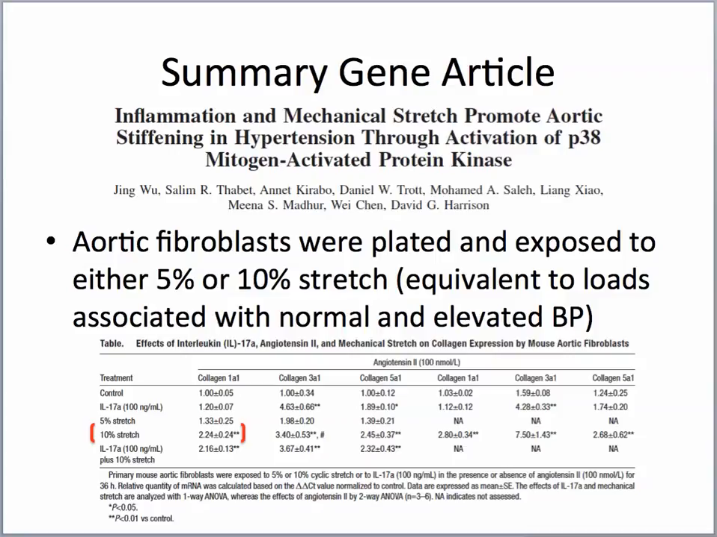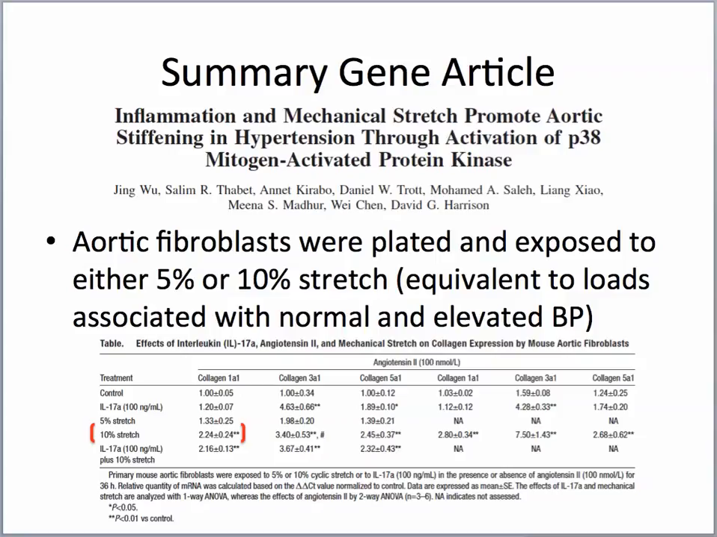The next thing that I would like you to include in your presentation is a summary of a gene article. And the gene that we're using is collagen 1A1. You can see the title. It's called Inflammation and Mechanical Stretch Promote Aortic Stiffening and Hypertension Through Activation of P38 and Mitogen Activated Protein Kinase. If you wanted to, you could look up this article. There was a lot going on, and I focused in specifically on the stretching component.